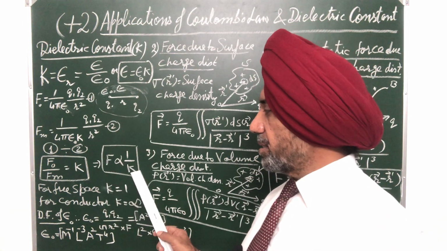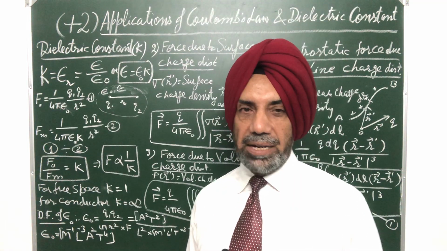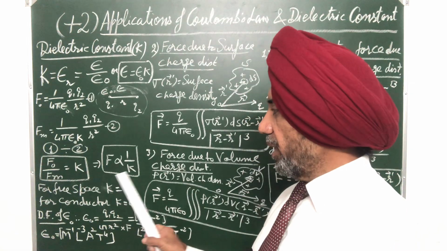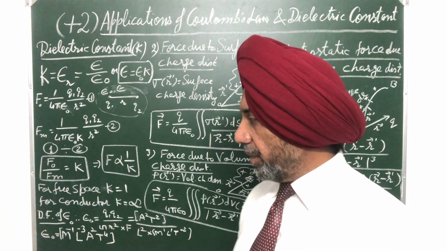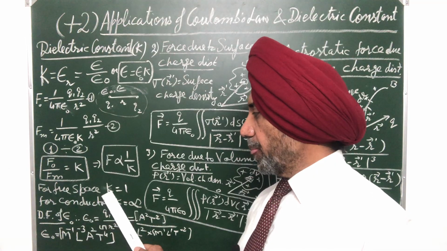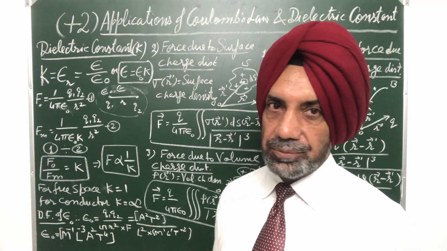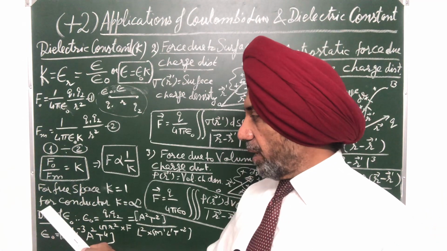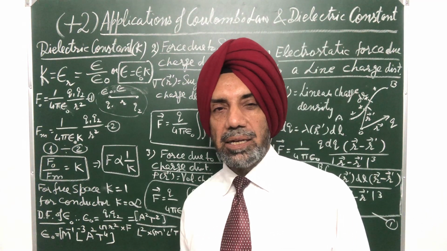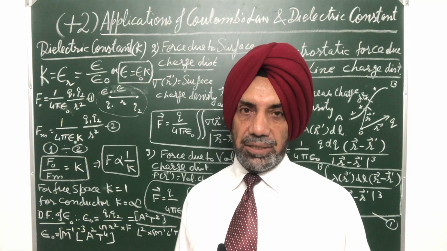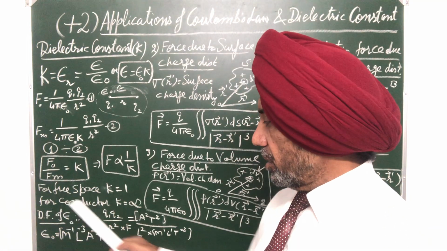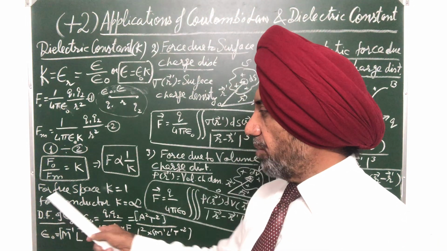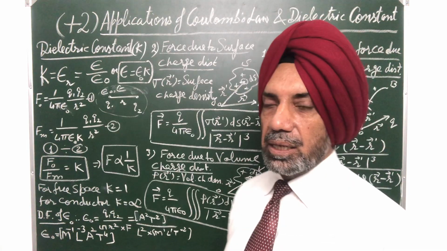So for dielectrics, its value is finite. For example, for water, its value is 81. So K has a finite value for dielectrics, the medium, and for free space or vacuum, the value of K is taken to be 1, because epsilon is equal to epsilon naught and K is equal to 1. And for conductors, the value of K, that is the dielectric constant, is infinite. You can remember this for short-type questions. So the value of K for conductors is infinite, and for free space it is 1.